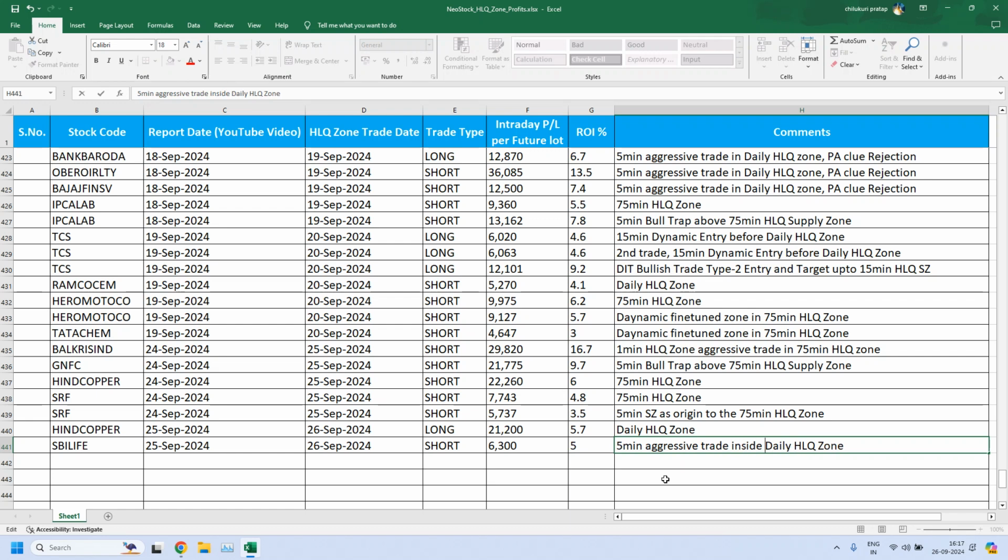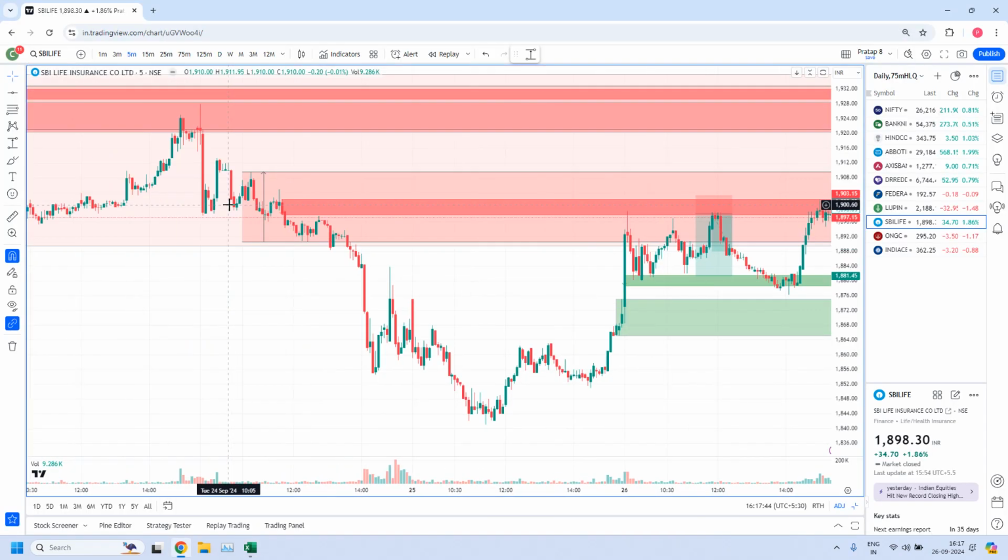Inside a daily HLQ zone. So this is an aggressive trade. Please remember, the first one, Hindustan Copper, is a fine-tuned zone. But this is not a fine-tuned zone. This is an aggressive trade. It is not a fine-tuned zone. This is a 75-minute zone. Without a 15-minute zone, we directly drew the 5-minute zone based on the price action clue rejections.